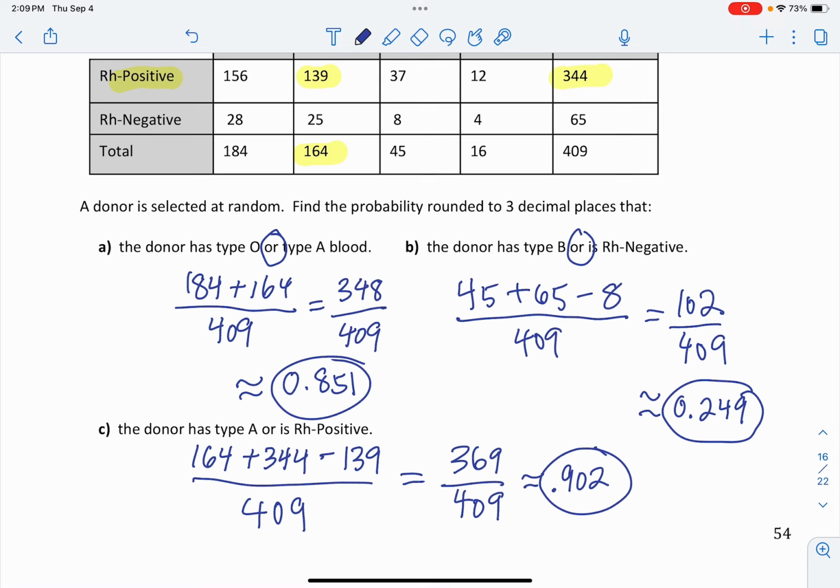Hopefully those make sense. So in summary, when you're doing OR probabilities, add the two together, and then you may or may not need to subtract. If there's overlap, you got to subtract off that double count. No overlap, just straight add, and you're good.